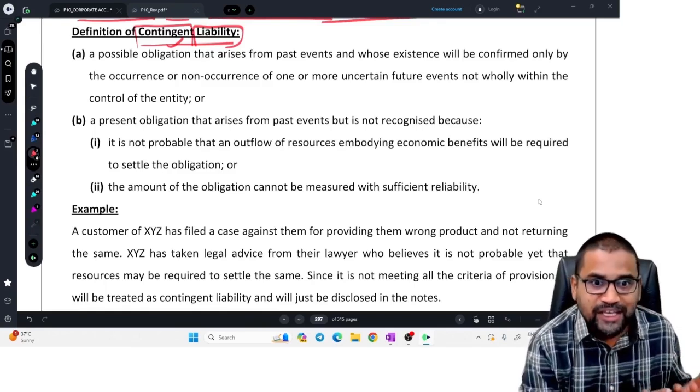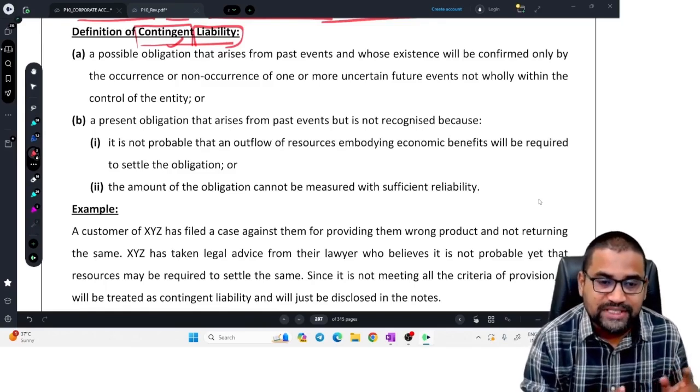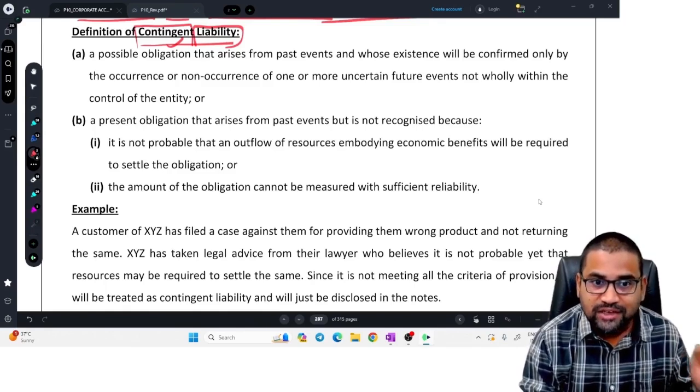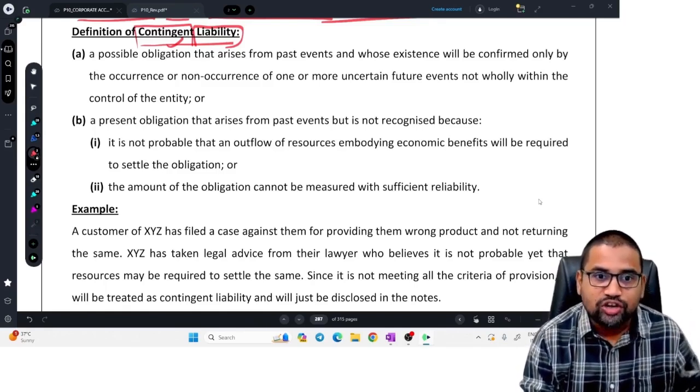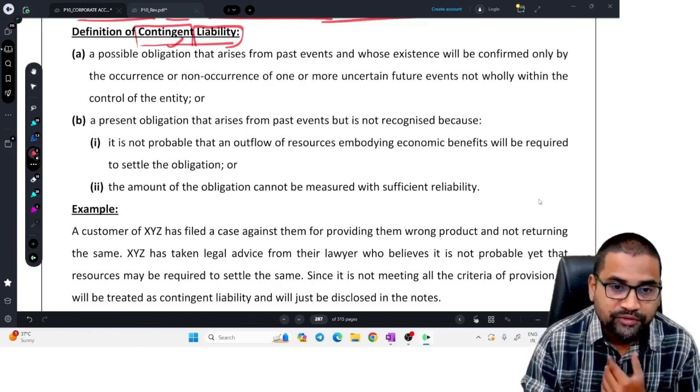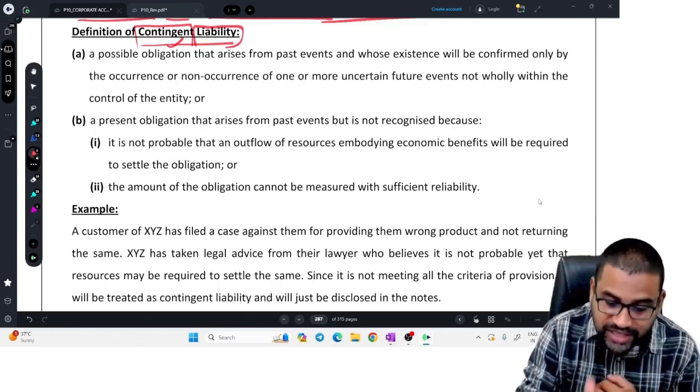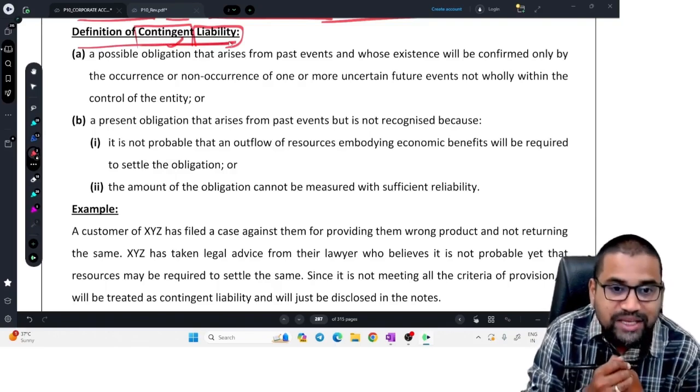Because the matter is pending in the court. 50-50% chances. Suppose if you win the case, no need to pay. If you lose the case, you have to pay the damages to the other party. Whether you will win or lose, that depends upon future events which is not in your control. That's why, see here, this definition is important.